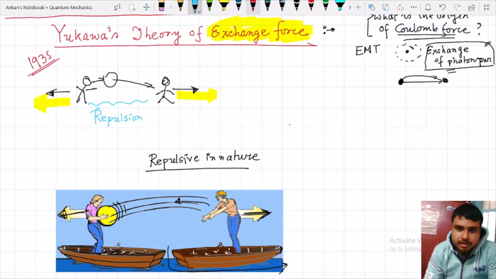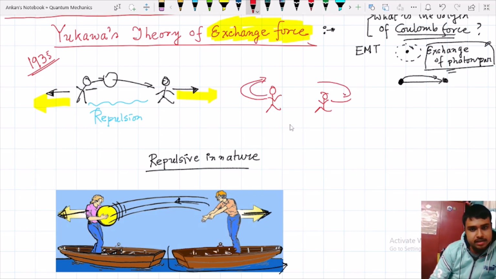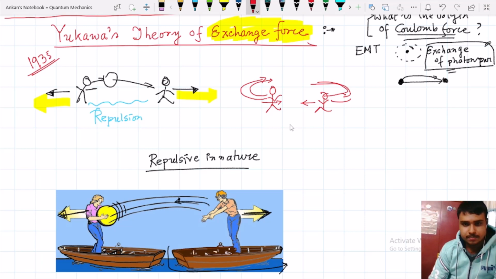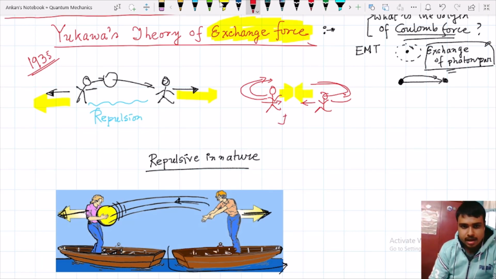But if the two persons now throw a boomerang, suppose in this way, and the other receives this boomerang in this way, then when he releases the boomerang he will shift in this way, and when he catches the boomerang he will shift in this way. So the net change in momentum takes place in this direction, and this gives rise to the attraction force.